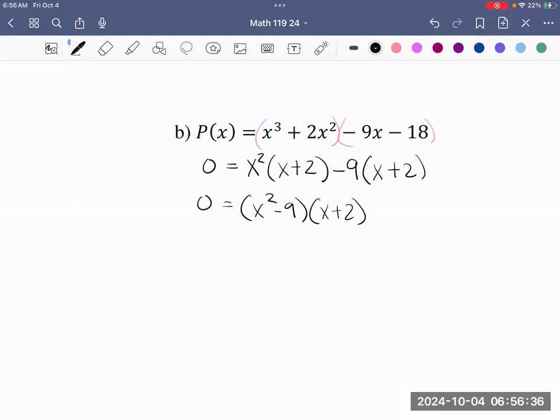Keep factoring. X squared minus 9 is the difference of squares. So we have x minus 3 and x plus 3 and x plus 2. If you don't know how to factor, please go back to chapter 1.3.